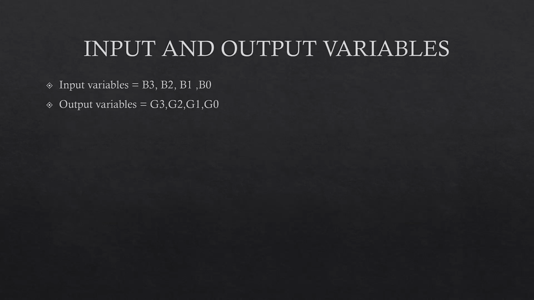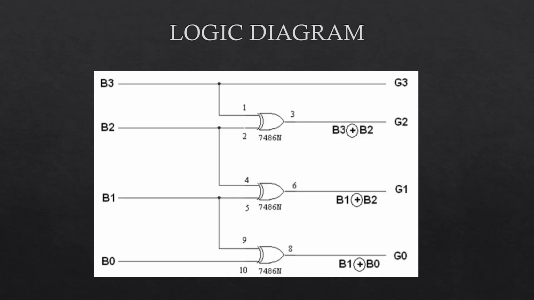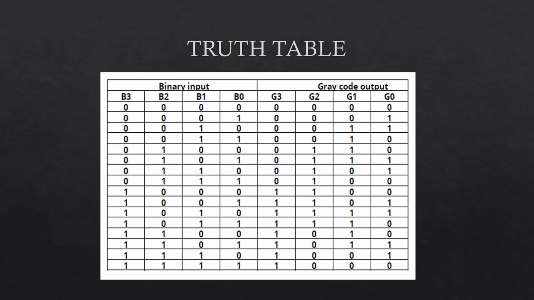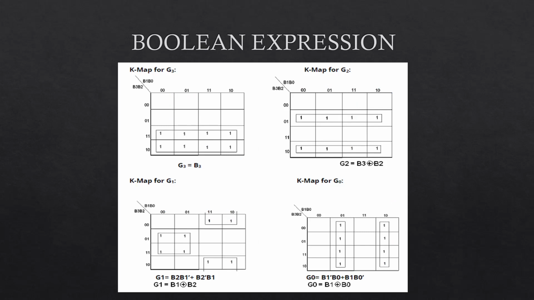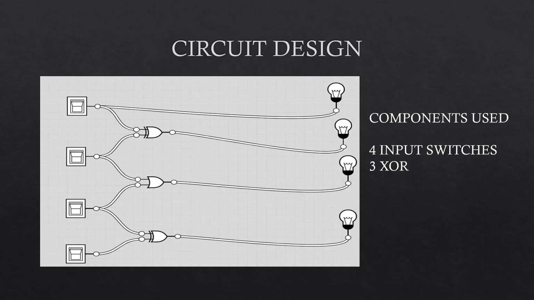Input and output variables. Input variables are B3, B2, B1 and B0. Output variables are G3, G2, G1 and G0. This is the logic diagram of the gray code. This is the truth table. This is the Boolean expression and this is the circuit design.